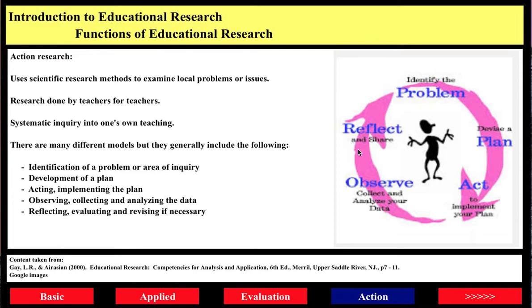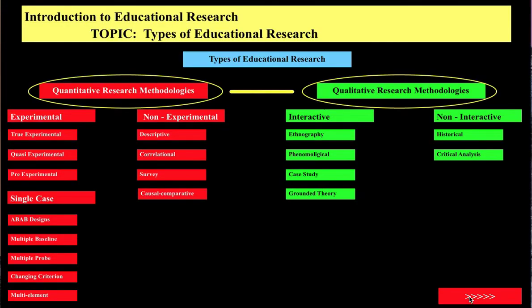And again, you probably will use some form of this in your master's thesis or your field project. So those are the functions of educational research. There's basic research, applied research, evaluative research, and then action research. Now, we're going to take a look at the big picture, the overall picture of the types of educational research. And don't get blown away by this. There are many different types, and we will go over the ones that are relevant and most important for you. So we have here types of educational research.